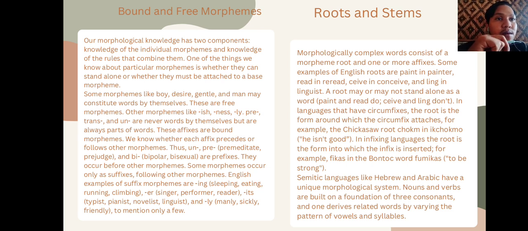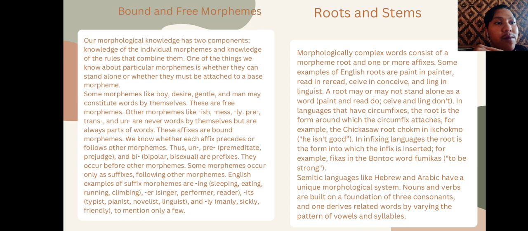Roots and stems. Morphologically complex words consist of a morpheme root and one or more affixes. Some examples of English roots are paint in painter, read in reread, ceive in conceive, and ling in linguistic. A root may or may not stand alone as a word. Paint and read do, but ceive and ling don't. In languages that have circumfixes, the root is the form around which the circumfix attaches. For example, in Chickasaw, chokma is "he is good," and ik-chokmo is "he is not good." In infixing languages, the root is the form into which the infix is inserted.